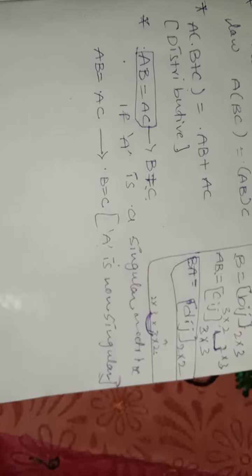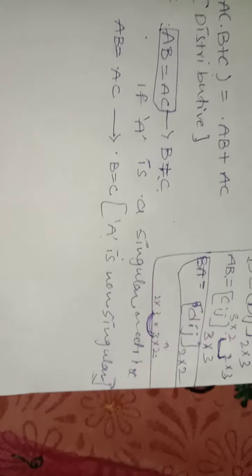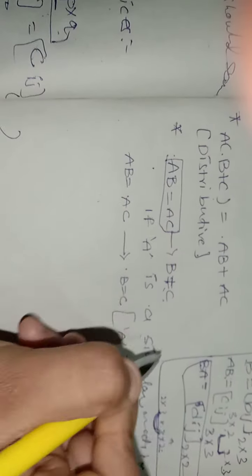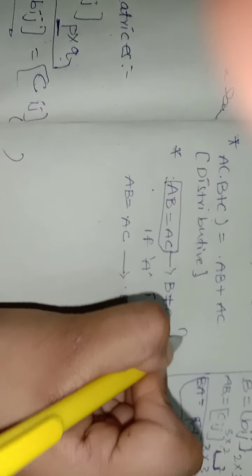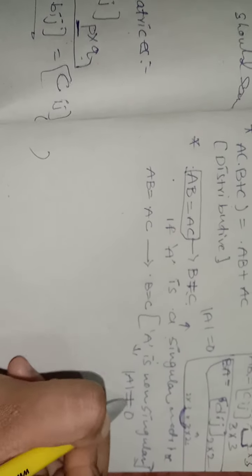Can you understand my words? So what is the meaning of singular? A singular matrix is nothing but a matrix whose determinant equals 0. So here, in this condition, det of A equals 0, but in the other condition, det of A is not equal to 0.